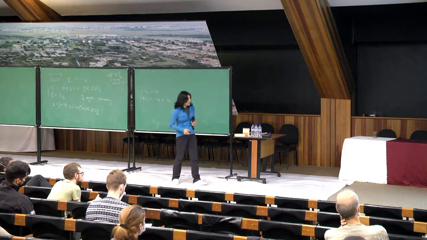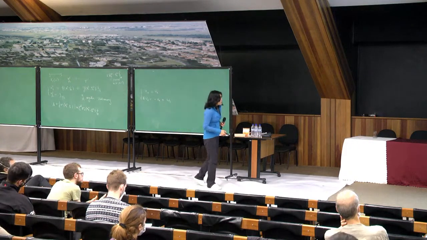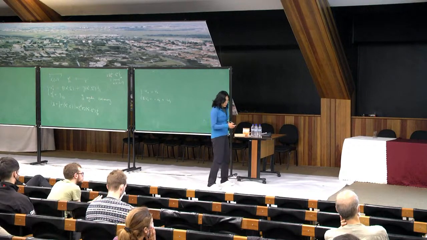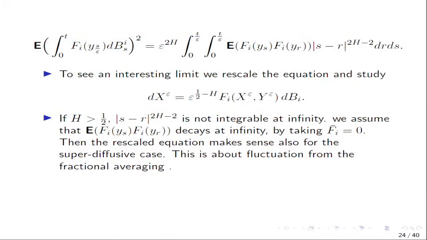So what we're going to do is rescale this equation and try to solve this equation. That's the correct scaling. It turns out that this is for dealing with h between a third and a half. It turns out that when h is bigger than a half, we had an averaging theorem. And it actually still works if h is bigger than a half, as long as you get rid of the problem at infinity.